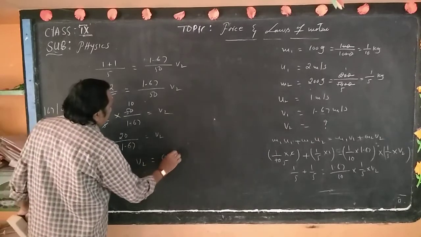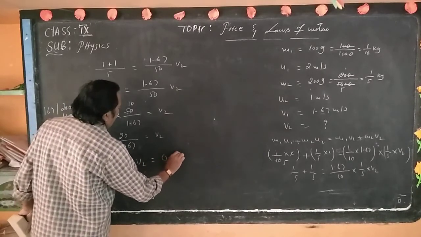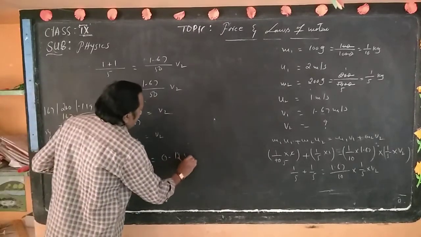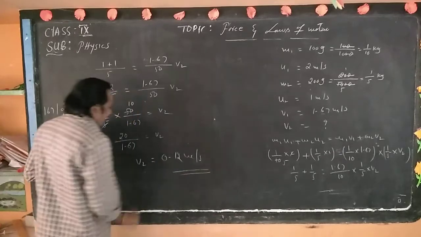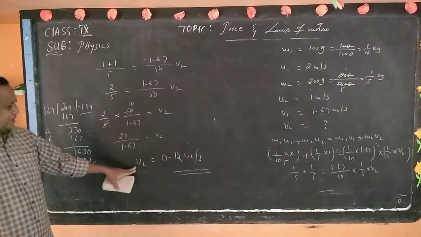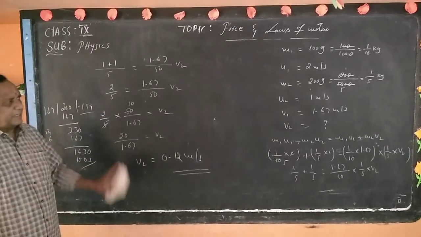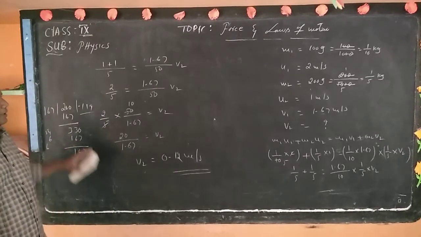v2 is equal to 0.119, or 0.12 when rounded, as it is more than half a unit. So the final velocity of that object will be 0.12 meter per second. Okay, continue in the next class.